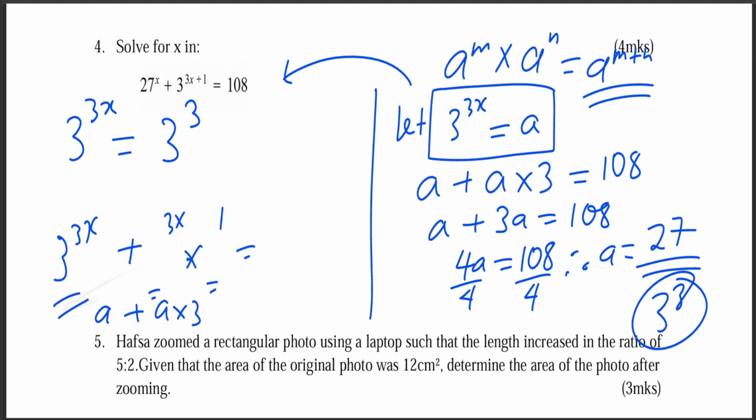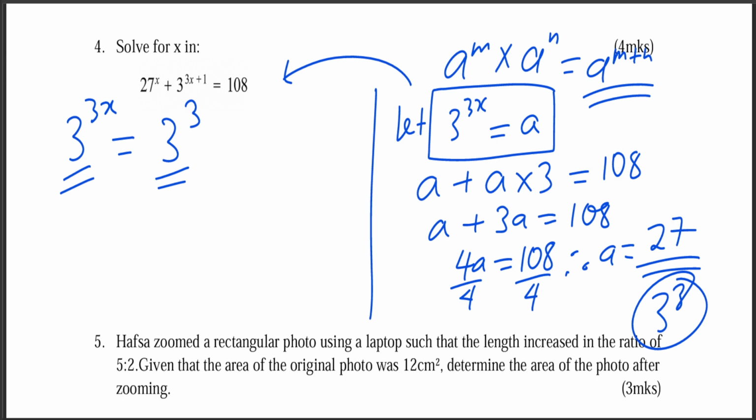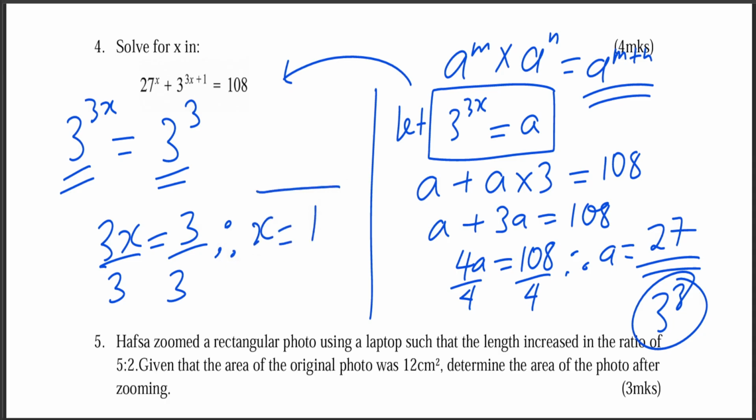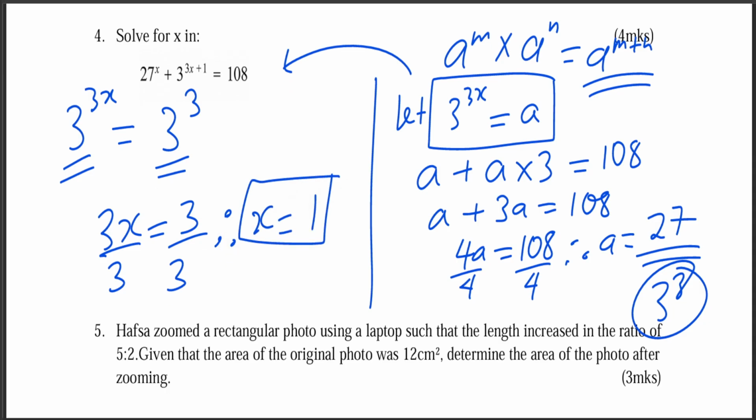So now we have same bases but different powers. So what do we do? Kama bases ziko sawa, different powers, we equate the powers. So you just drop the bases. So sema 3x is equal to 3, divided by 3, and therefore x is equal to 1. And this is now your answer.